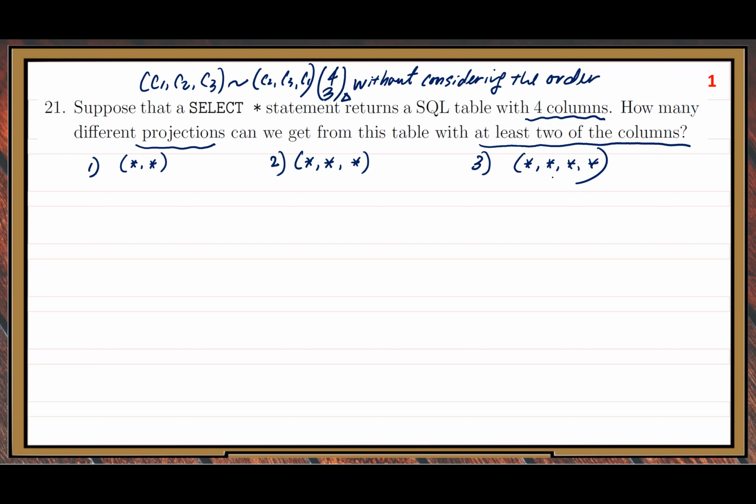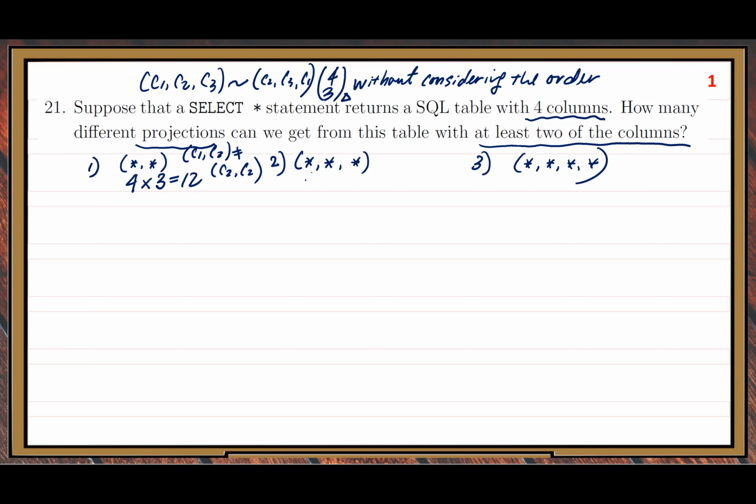Then, when we count the numbers for each case, we do not use the combinatorial numbers. We use the product rule in counting. For the 2 component projection, the first one, there are 4 choices. The second one, 3 choices. 4 times 3 equals 12. Here, we treat different order as different projection. Now, C1, C2 is different from C2, C1.